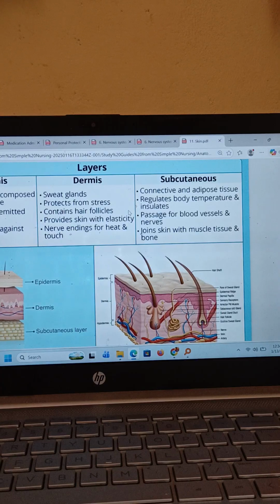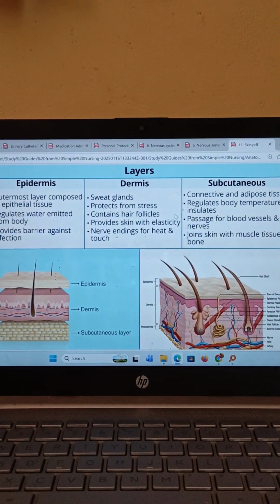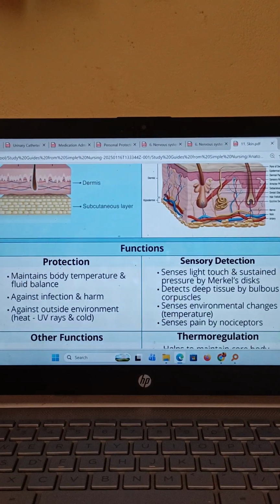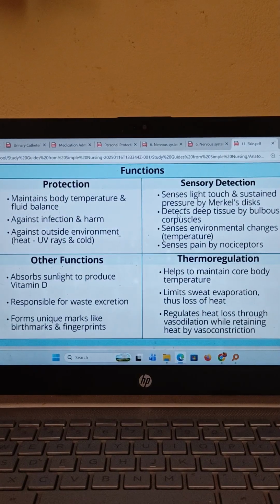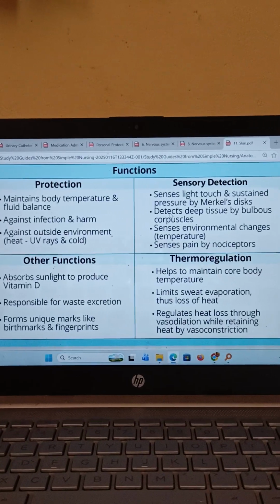Don't forget about that. Then we can now look at the functions of the skin. For the function of the skin, we'll mainly focus on 3, then we'll also look at others: protection, thermoregulation, sensory detection, and others. For protection, the skin maintains body temperature and fluid balance, the way we've just looked at its layers. Then it protects us against infection and harm. It also protects us against the outside environment, so we talk of heat, UV rays, and other things like cold. You need also to be specific with the type of layer that you are referring to.